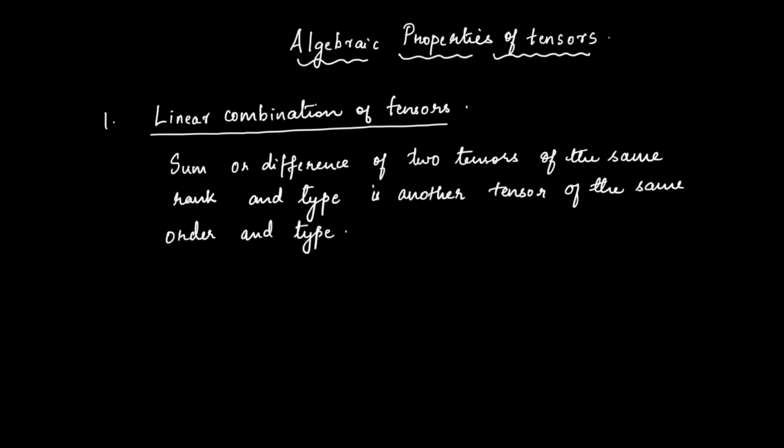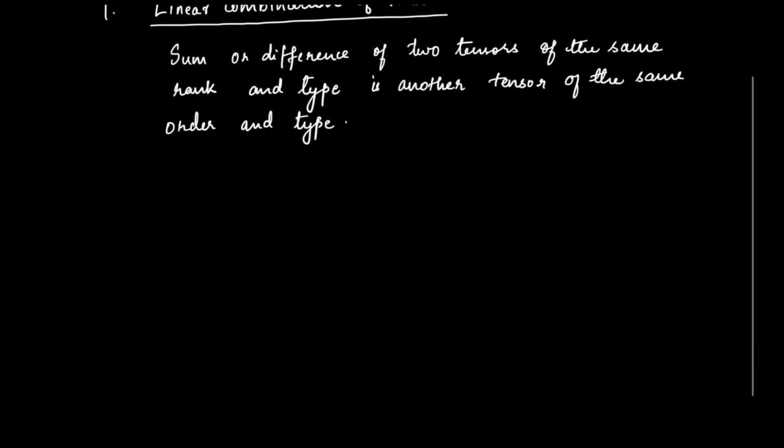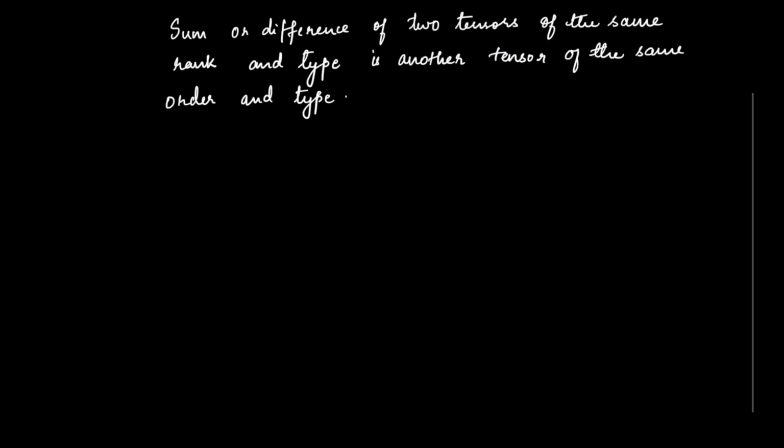In the previous classes, we have seen the different types of tensors, contravariant and covariant, and also how to define the rank of a tensor. So here we are discussing the algebraic properties of tensors, and the first property is regarding the linear combination of tensors, and it says that the sum or difference of two tensors of the same rank and type is another tensor of the same order and type. Now let's see the proof of this statement.